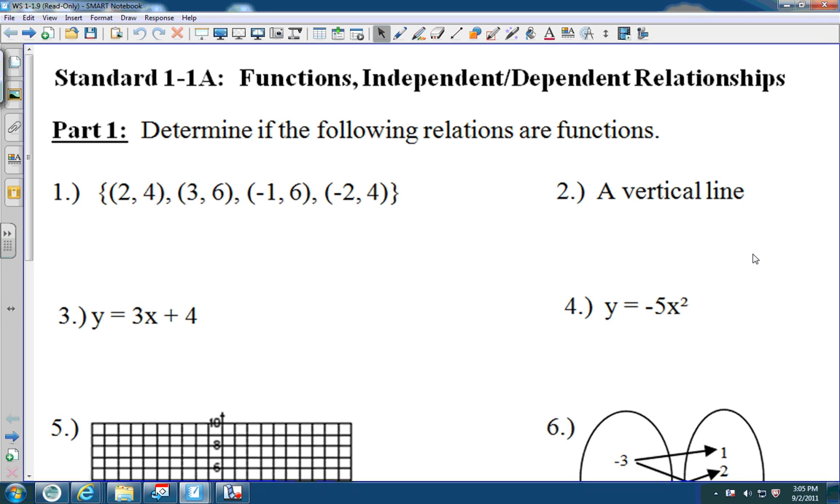Okay, this video is still practicing with Unit 1, talking about functions and independent relationships. First off, we're trying to figure out if this is a function, okay? But when it's a function, basically what you need to remember is that no x numbers can repeat.